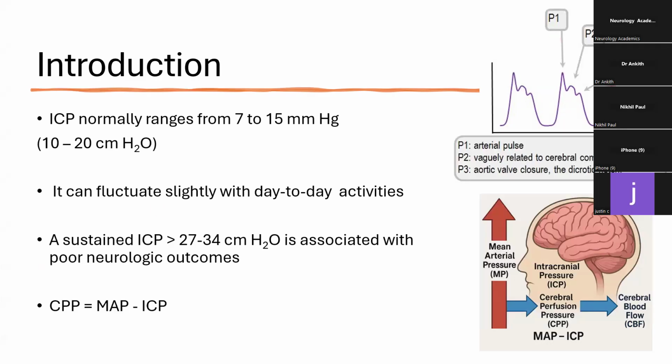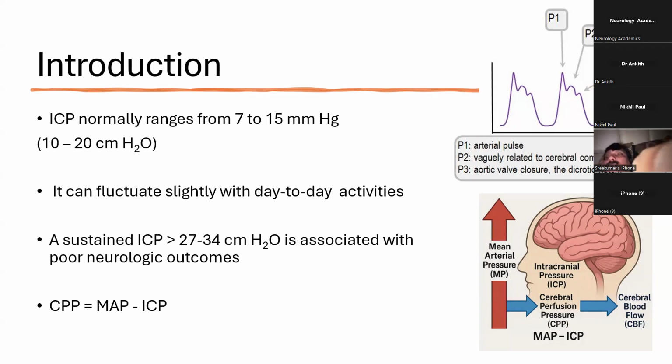So if we look at this picture here, this shows a normal ICP tracing. There are three waves here, P1, P2, and P3. So it is similar to our arterial pulse itself. The P1 represents the arterial pulse from the choroid plexus. P2 is related to the cerebral compliance, and P3 is a dicrotic notch, which is related to the aortic valve closure. So what I've shown here is a normal ICP tracing.